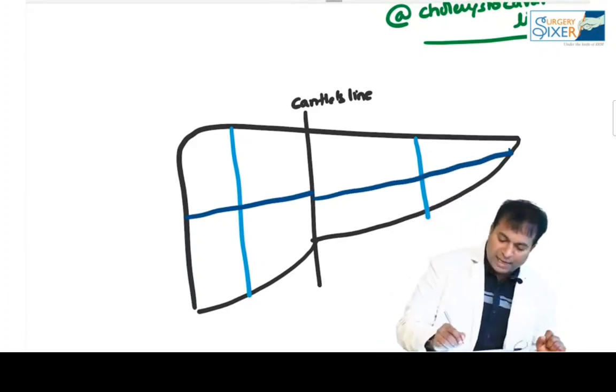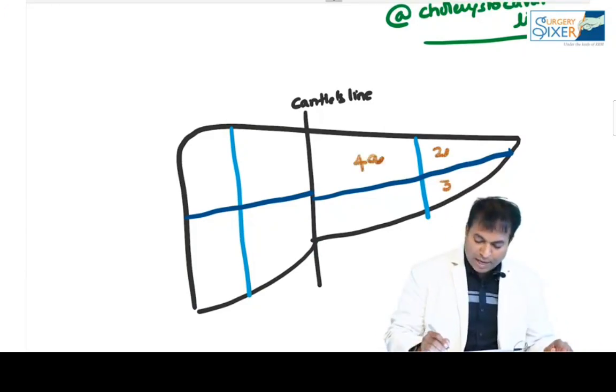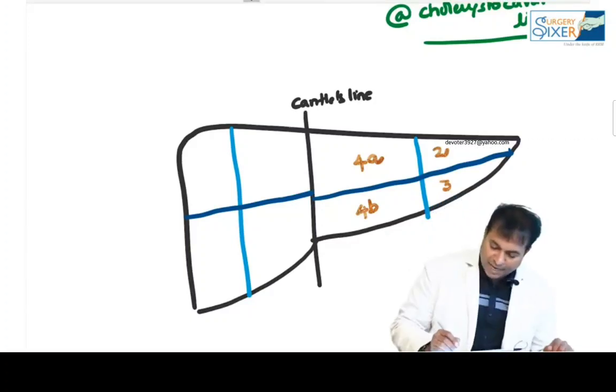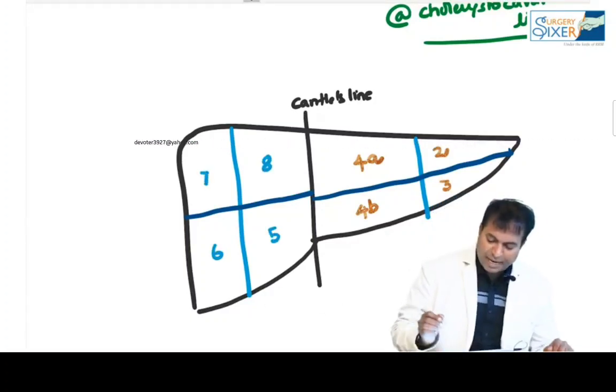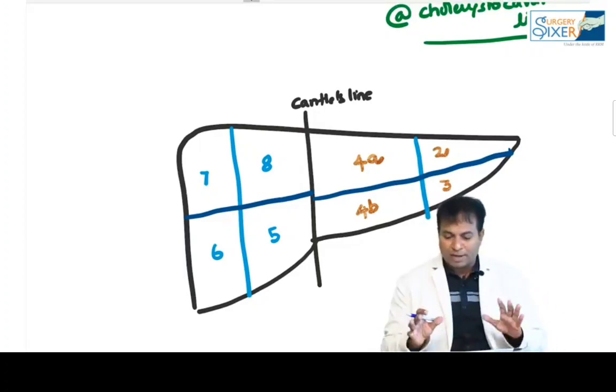Now you are going to tell me the names of each segment. This segment is known as 2, this is 3, this is 4A, this is 4B. So please remember, it is going in a clockwise direction: 2, 3, 4A, 4B, and coming this side, it is 5, this is 6, this is 7, this is 8. And don't worry about segment 1, it is there separately, posterior. On the posterior surface of the liver, we have segment 1. So just remember these segments.